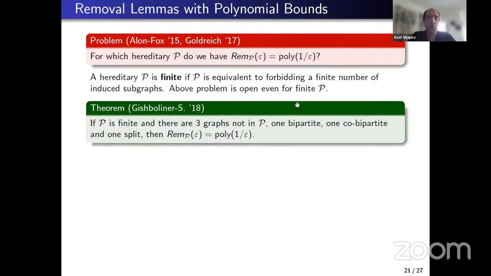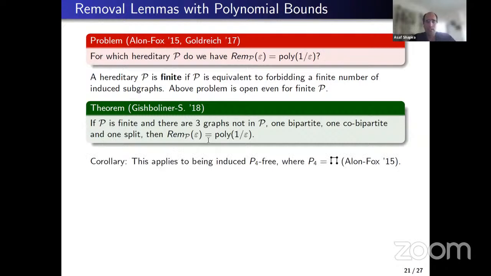Now, in a joint work with Gishboliner, we proved a sufficient condition for a finite hereditary property to have a polynomial removal lemma. This has a very clean and simple sufficient condition. What it says is that if you have a finite hereditary property, and there are three graphs not in the property, one of them bipartite, one of them co-bipartite, meaning the complement of a bipartite graph, and one of them split, meaning that you can partition the vertex set into a clique and an independent set, then this property has a polynomial removal lemma.